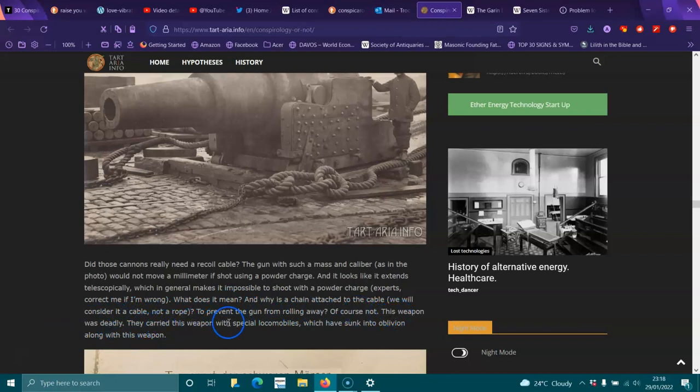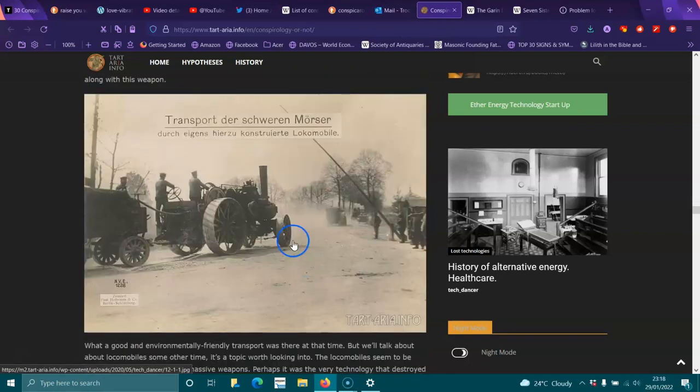They carried this weapon with special locomobiles, which have sunk into oblivion along with this weapon. Could they have been grounding? Like if it was electric, could they have been grounding it? So there are the old steam tractors towing it. What a good and environmentally friendly transport there was at the time. But we'll talk about locomobiles some other time. It's a topic worth looking into. The locomobiles seem to be capable of transporting these massive weapons.